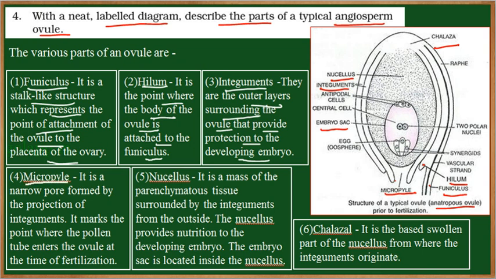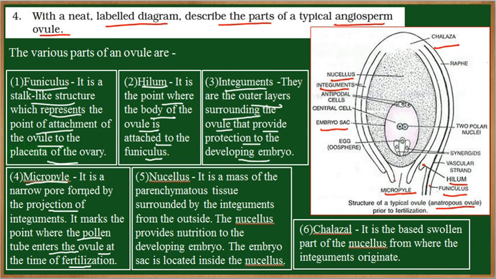The next structure is micropyle. It is a narrow pore formed by the projection of integuments. It marks the point where the pollen tube enters the ovule at the time of fertilization. So the development of integument starts from the chalazal point. It covers the entire ovule, but opposite to the chalazal end, there is a small gap left. Now this small gap is called the micropyle.